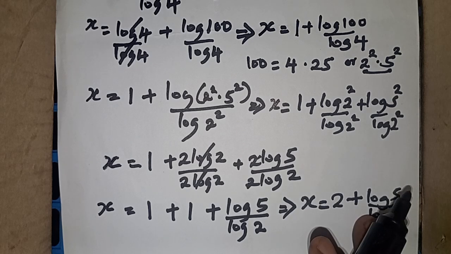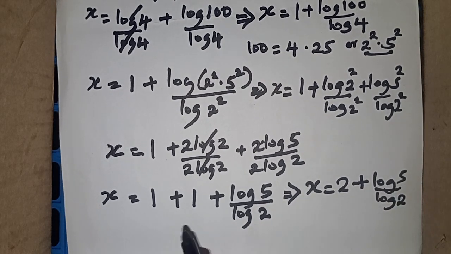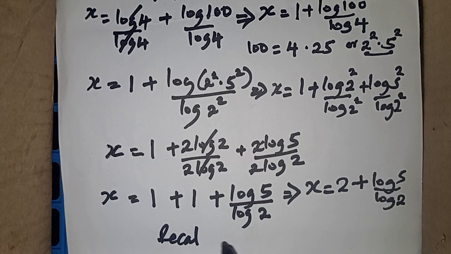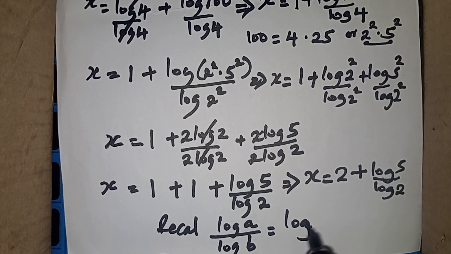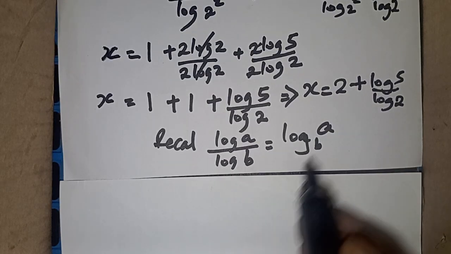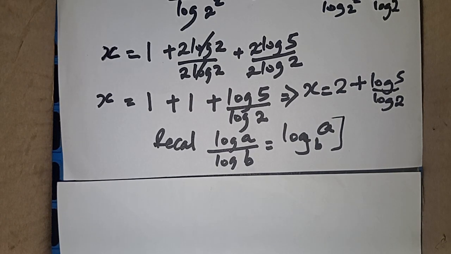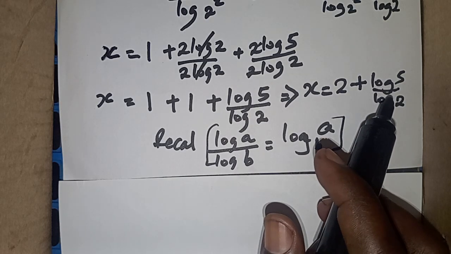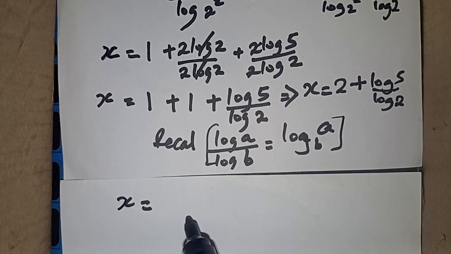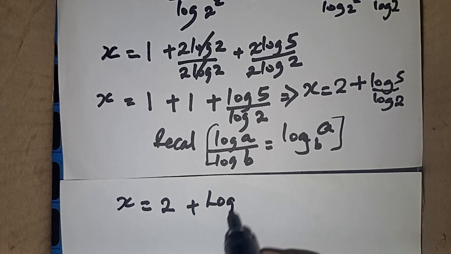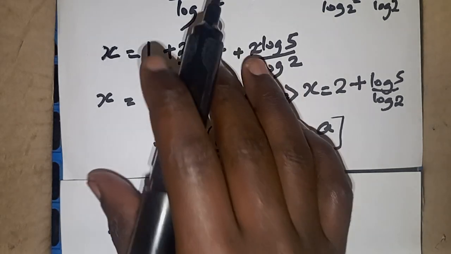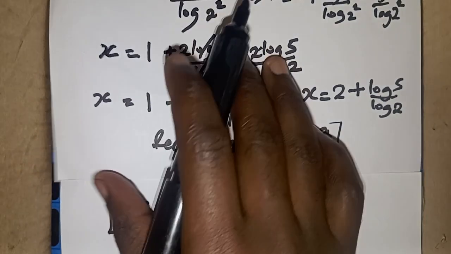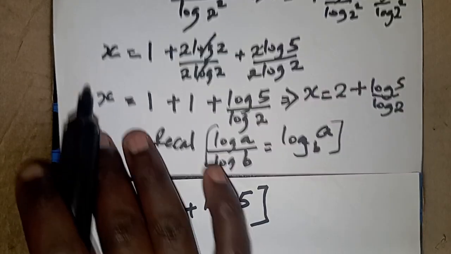This can be further written as, you want to recall that wherever you have the log of A divided by the log of B, then this can be written under a single log as the log of A to the base B. So applying this in this equation, the value of x is written as 2 plus the log of 5 to the base 2, as the required value of x for our equation, which was 4 to the power x is equal to 400.